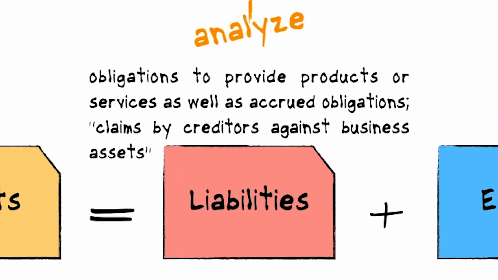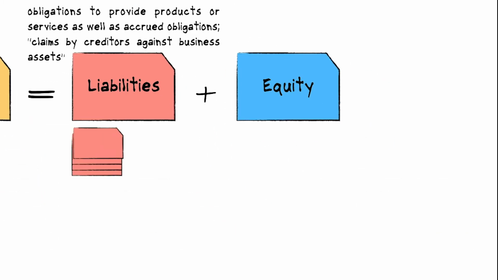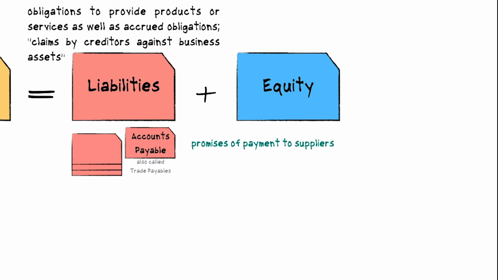Liabilities are obligations to transfer assets or provide products or services to others. They are claims by creditors against assets. Common liability accounts are described here. Accounts payable are promises to pay later. Payables can come from purchases of inventory, supplies, equipment, and services.